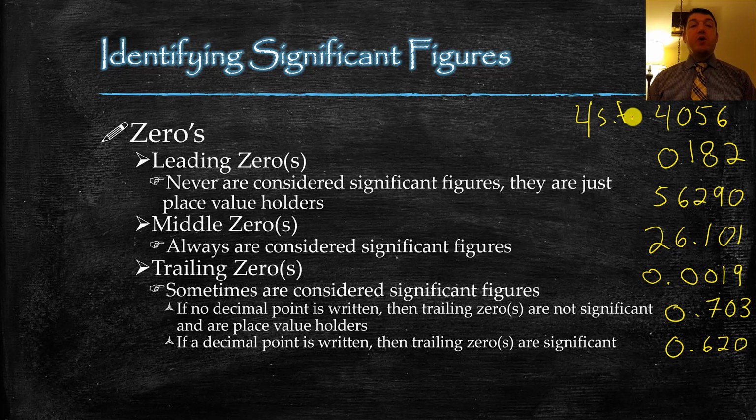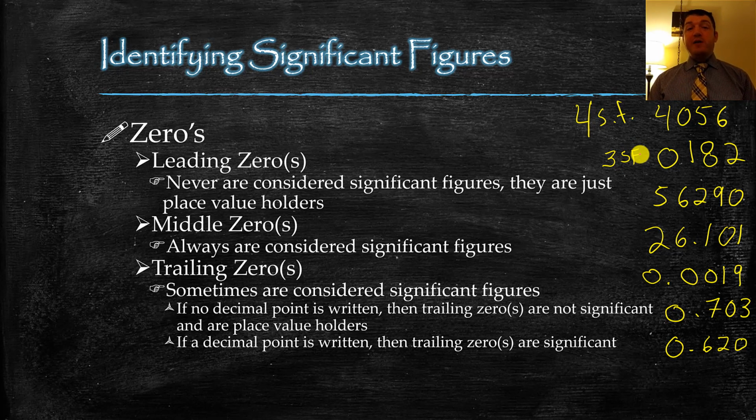0.182, that zero's before any other numbers, so that's a leading zero, which means it's never significant. So that has 3 significant figures.